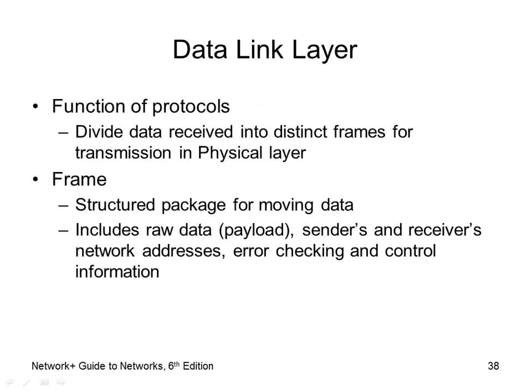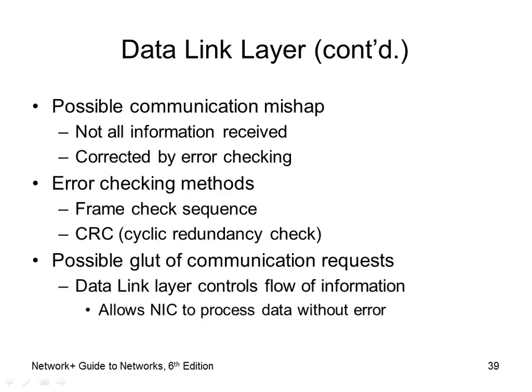So the data link is below that. And the data link divides data into frames that can actually be transmitted out on the network. A frame is the data structured for actually being sent out. And it includes what's called the payload, the raw data, the sender and receiver's network addresses, error checking, and then control information.